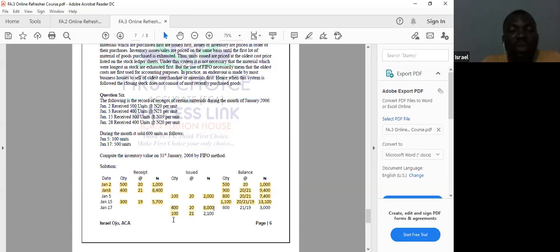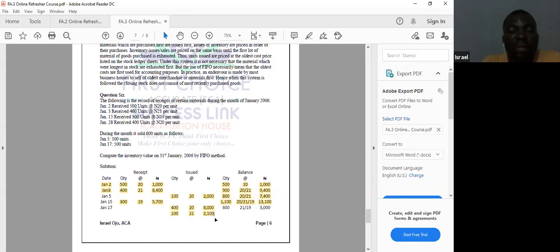Then the next one for us to now break, okay, what else do we have? We issue out 400. So it means 500 minus 400 will give us 100. So we need to issue out 100. At what rate will you issue out this 100? We're going to issue out the 100 at the rate of 21, because we have exhausted 20, the next one is 21. So we put 21 there. Then we now have 2,100, which is the multiplication of 100 and 21.